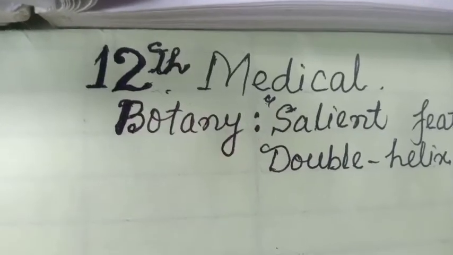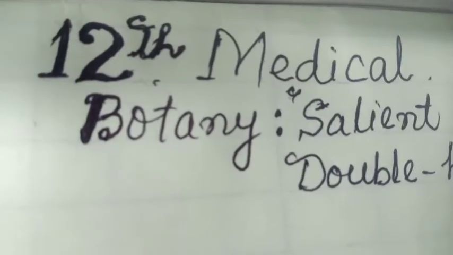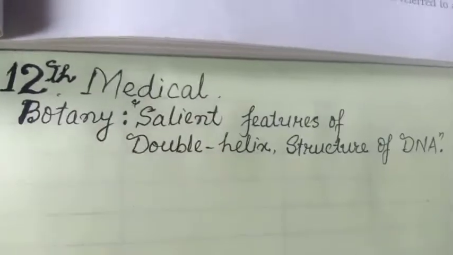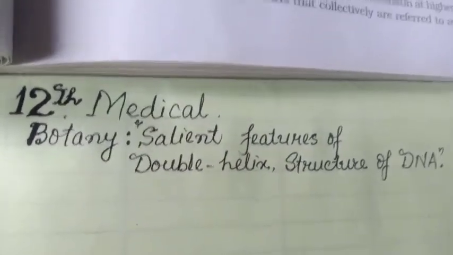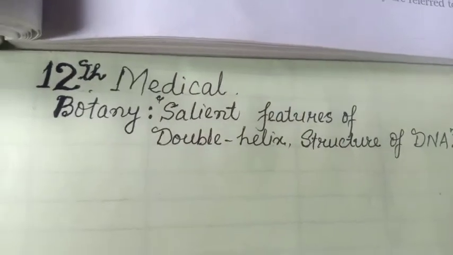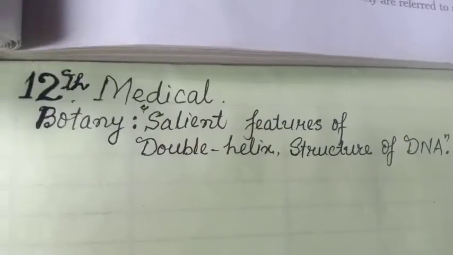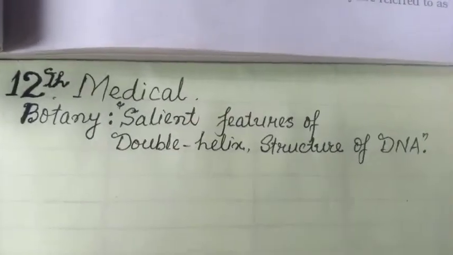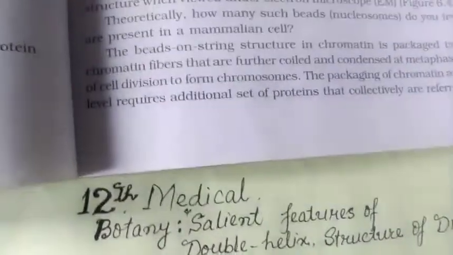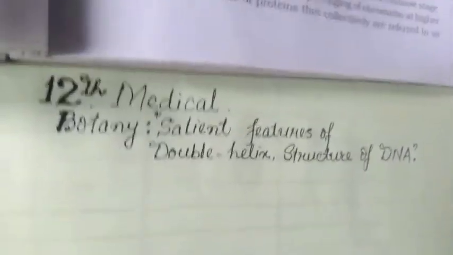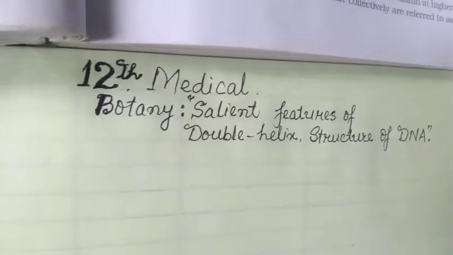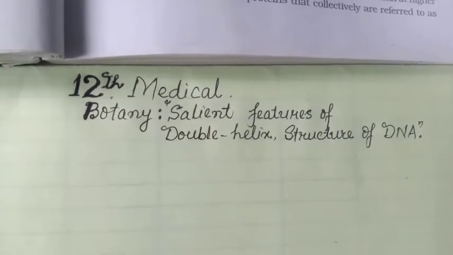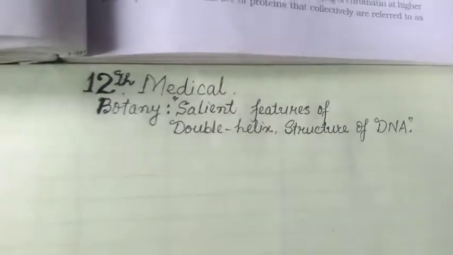Dear students of 12th class, today in your botany we are going to take up the salient features of the double helix structure of DNA. Previously we have talked about the structure of the DNA. Most probably you must be remembering, and this being the most important topic in what we are studying, that is the molecular basis of inheritance. From the examination point of view, this is going to be the most important chapter, that is the structure of DNA.